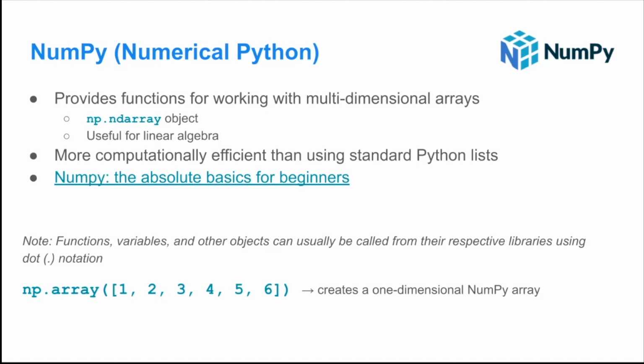I also wanted to note that if you're using a library in Python, usually you can call functions or variables from a library using the dot notation. So for instance, in this example, if we want to create just a one-dimensional NumPy array, or basically just a vector, we can use np.array and then pass to it the actual values that we want in that vector.